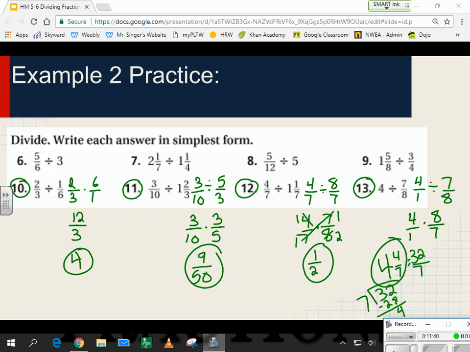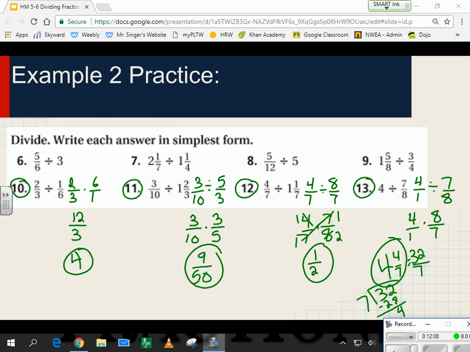And finally, for 13, I changed 4 to 4 over 1, divided by 7/8. Then I changed 7/8 to 8/7, so it's 4 over 1 times 8 over 7. And I just multiplied. I got 4 times 8 being 32, 1 times 7 being 7. And when I divided 7 into 32, it went in 4 times with a remainder of 4 over 7. Hopefully you got all the same answers I did.